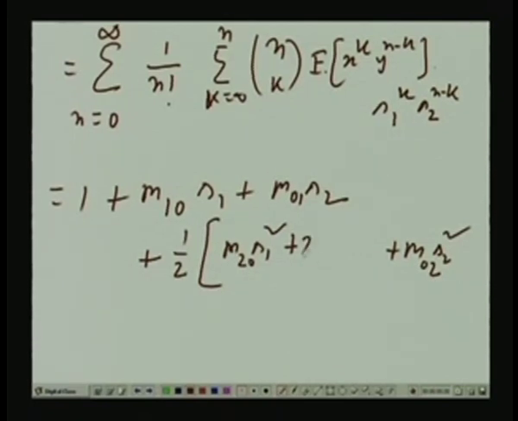and then twice, when k is 1, obviously this will become 2, because factorial 2 divided by factorial 1 into factorial 1. So, twice E, and now x to the power 1, y to the power 1, s 1 to the power 1, s 2 to the power 1. So, m 1 1 s 1 s 2, so on and so forth.